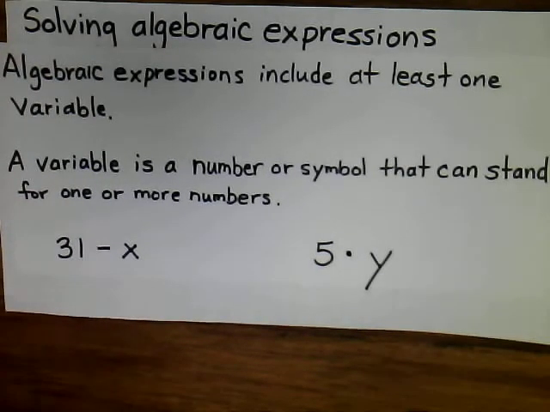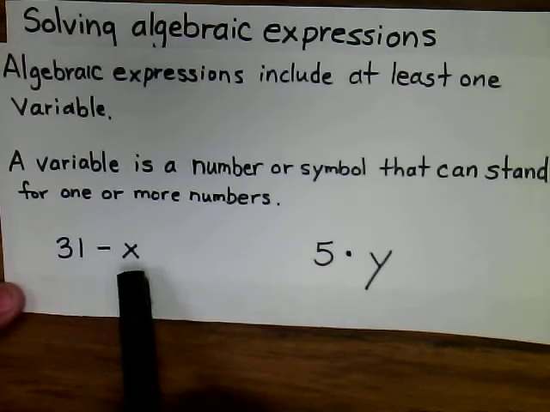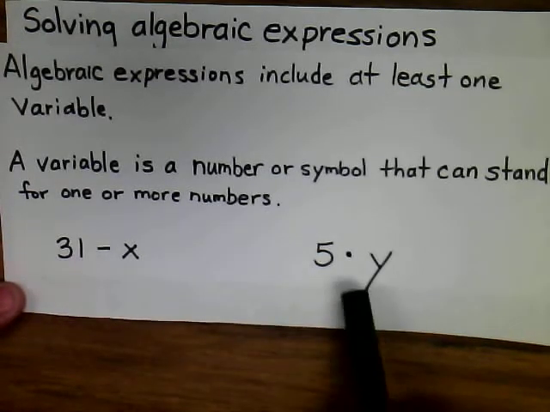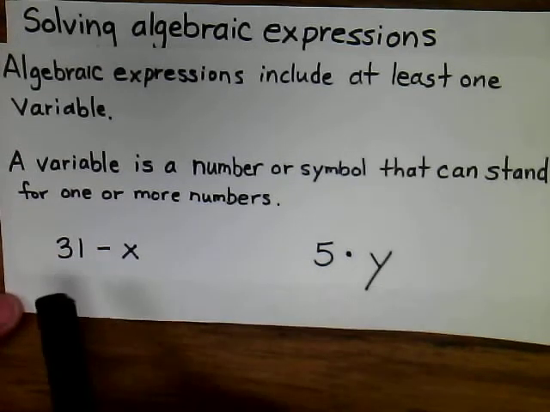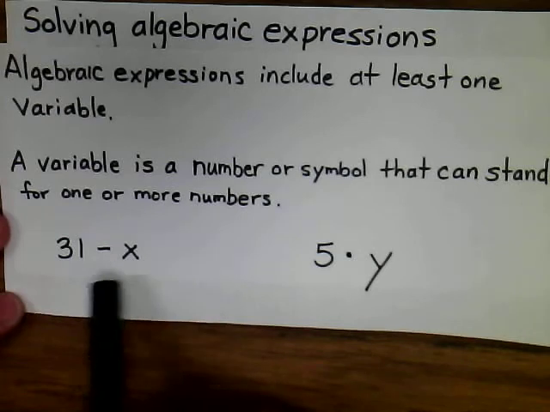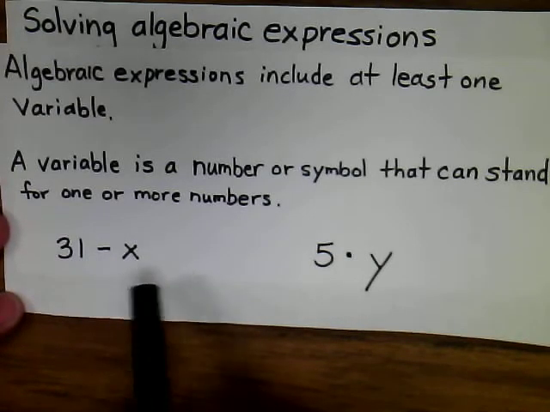You can see in the two examples, 31 minus x. X is the unknown variable. 5 times y. Y is the unknown variable. Please be aware that this algebraic expression can represent a word problem or a real life problem.